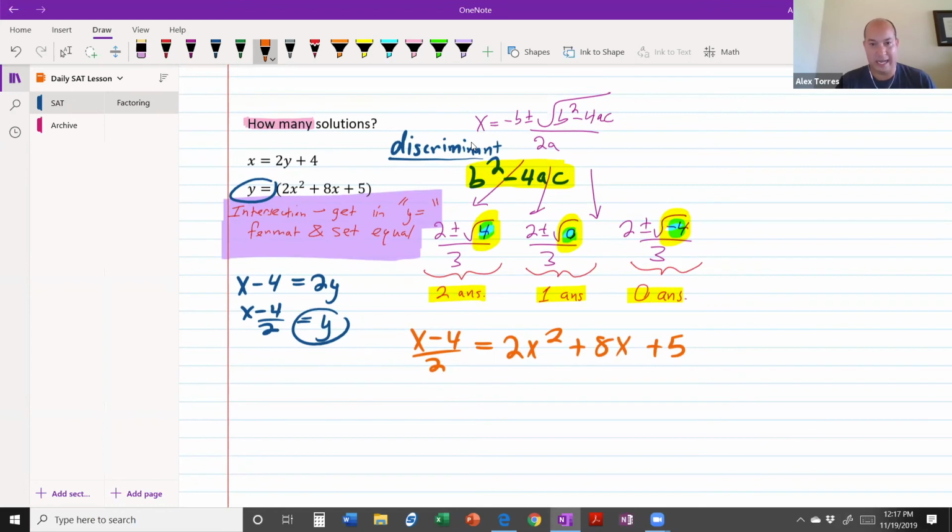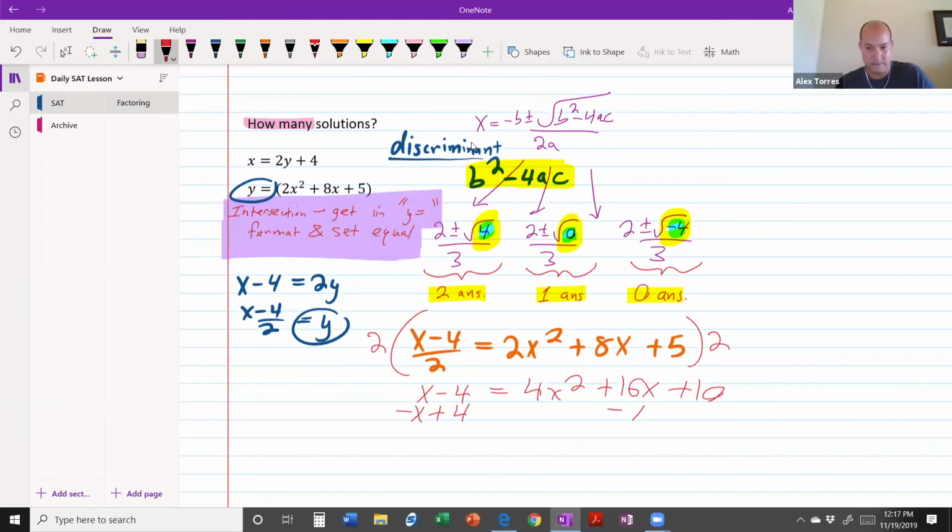We're looking for just how many solutions, the number of solutions. So just to simplify this out a little, we're going to multiply by 2 to get rid of the denominator on the left. So x minus 4 equals 4x squared plus 16x plus 10. Then we're going to realize that this is a quadratic situation. So before we do anything else, we need 0 on one side. So minus x and plus 4. And so we'll have 0 equals 4x squared plus 15x plus 14.